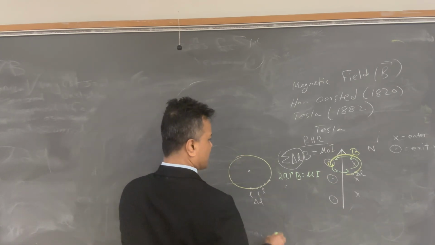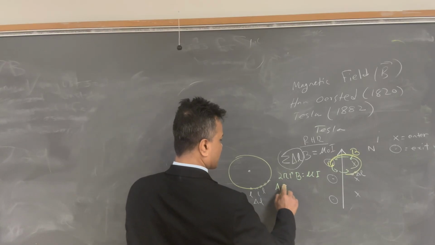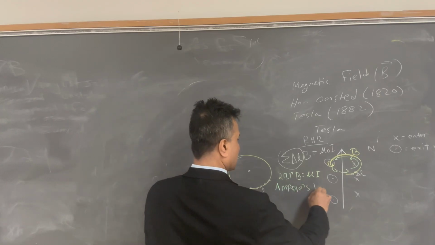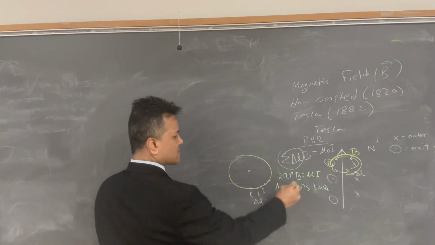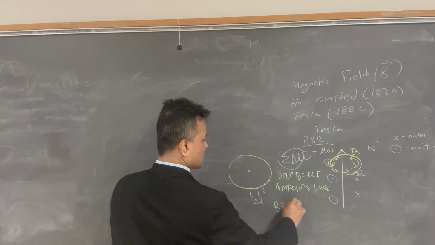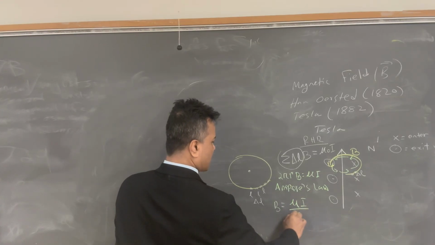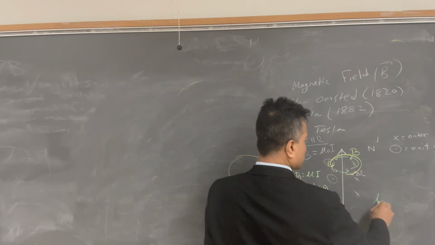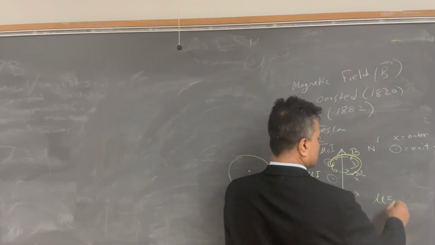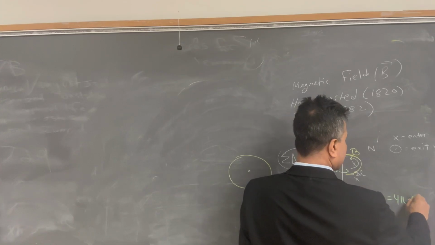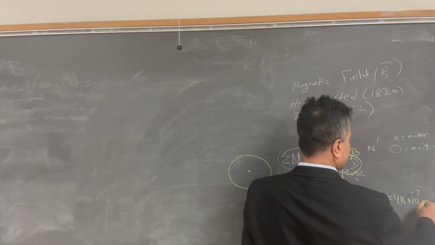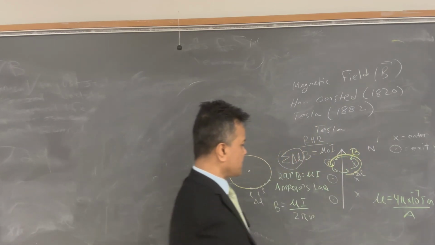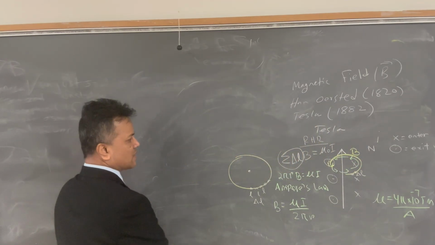So this is called Ampere's law. What does Ampere's law tell us? Magnetic field is equal to mu current over 2 pi r. Mu is 4 pi times 10 raised to negative 7 tesla meter per ampere. Okay, that's the mu.